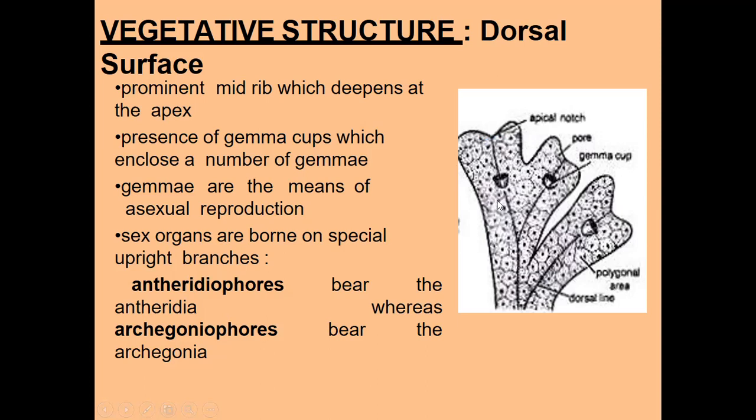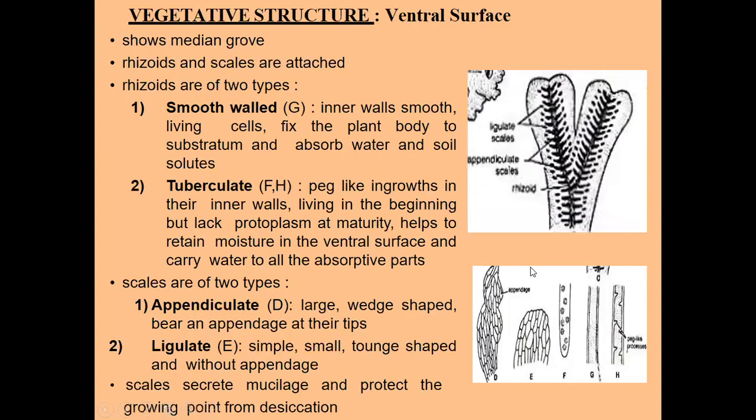And on the central side, you can see a medial line or central line, which we call the midrib. On this midrib, you can see the development of the gemmae cups during favorable and unfavorable conditions. Now, at the time of reproduction, directly from this dorsal surface, you can see the development of the male and female reproductive organs.